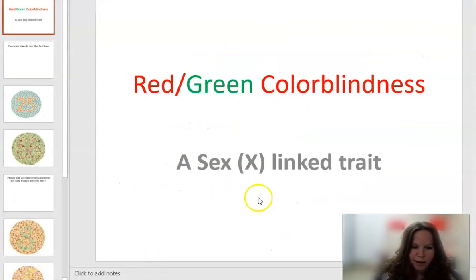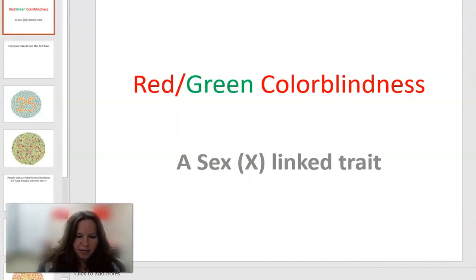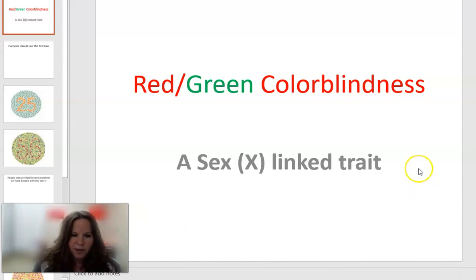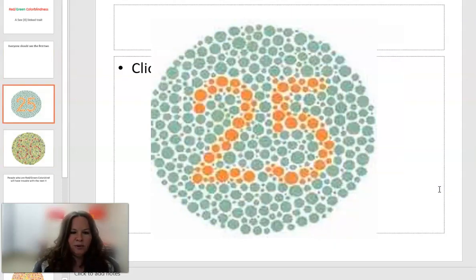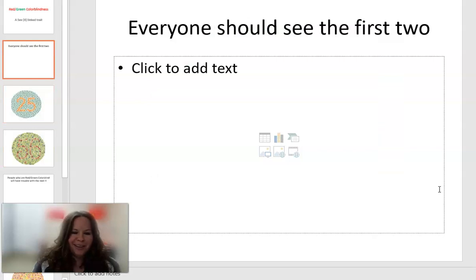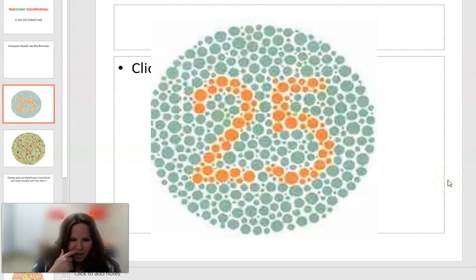All right, before I go, let's take a look at this. You may have seen these before, but let's do a little test. Go back to the red-green color blindness trait, and let's see if you are red-green colorblind. So I'm going to show you some slides. Everybody should be able to see the first two. You should be able to make a number out of this slide.